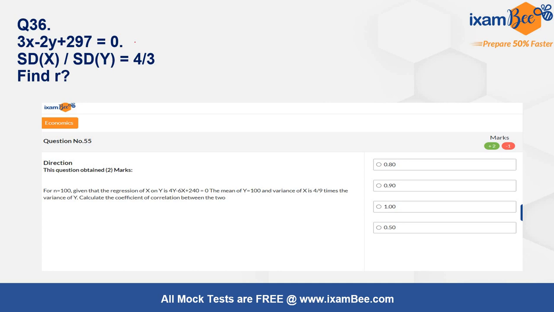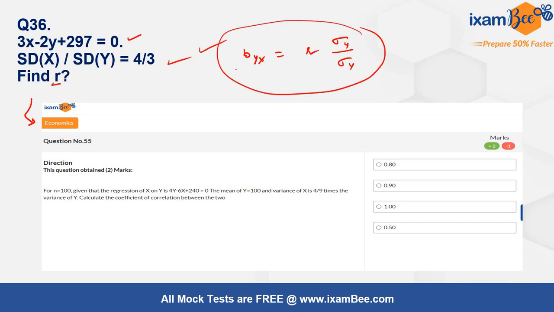Next, there was a question. You were given the regression equation and the standard deviation of x upon standard deviation of y was also given, and you need to find r. This kind of question we also covered in our mock test, where you had to find out r. The formula that you use here is that the regression coefficient is equal to r times sigma y by sigma x. Using this formula, you can easily find out r.